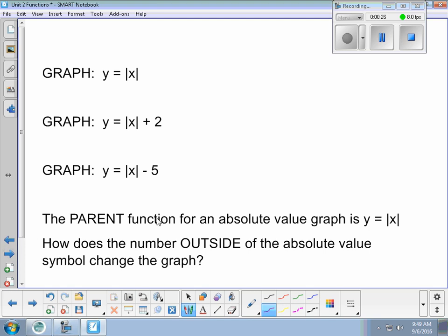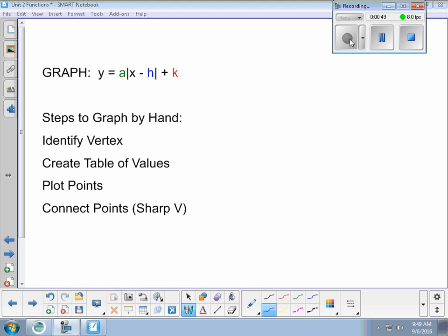The parent function for an absolute value graph is y equals the absolute value of x. That means that that's the basic generic function. No special things added to it or subtracted from it. And we're going to figure out what the number on the outside of that absolute value does to the graph. In order to graph by hand, it's important to know that there are certain things that happen to the absolute value. The number that may be in front of the absolute value does something, the number inside the absolute value changes the graph somehow, and the number outside of the absolute value changes the graph somehow.